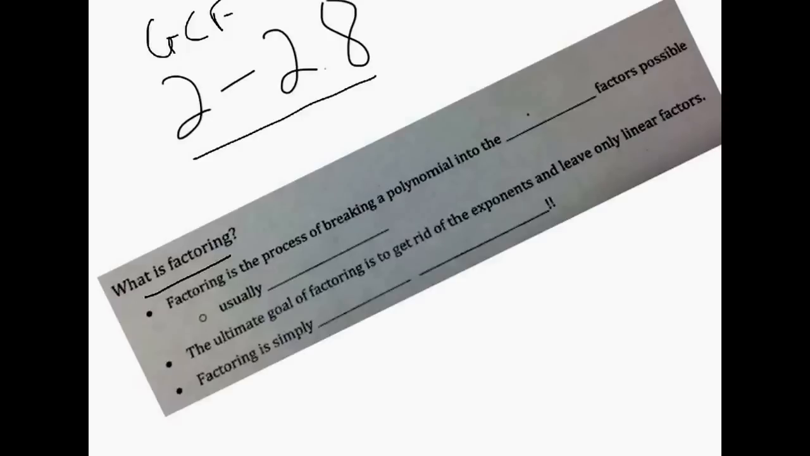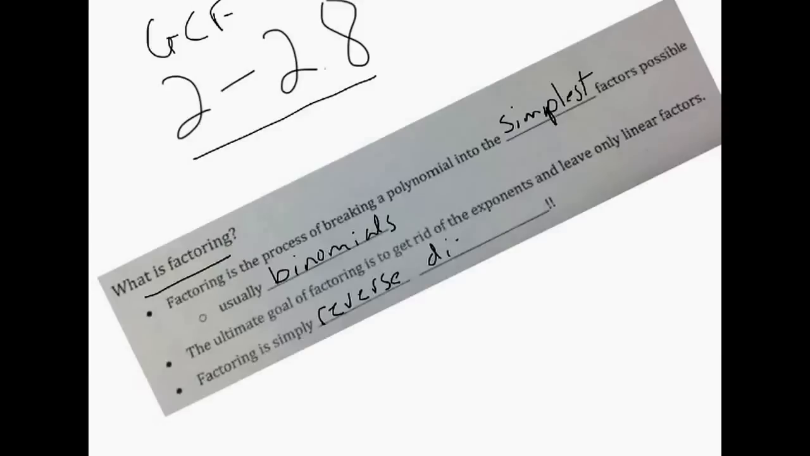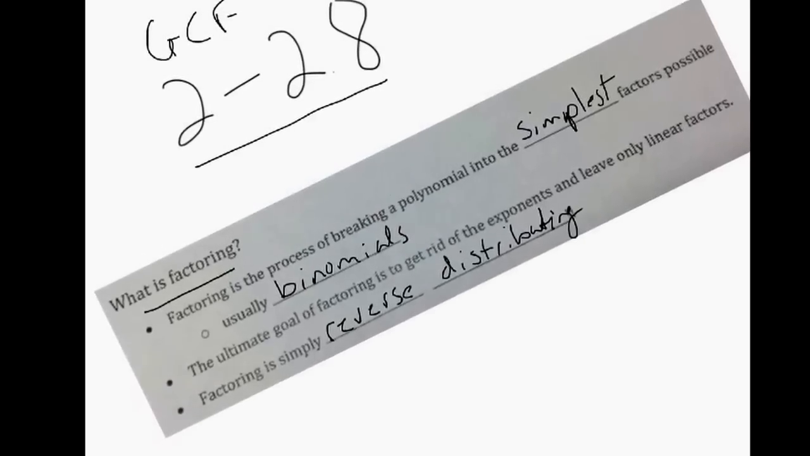Factoring is the process of breaking a polynomial into the simplest factors possible. Usually this will be binomials, unless you're doing GCF factoring, and in GCF factoring we ended up with a monomial and a binomial. The ultimate goal of factoring is to get rid of the exponents and leave only linear factors behind. Factoring is simply reverse distributing. And so it's like the opposite of the double rainbow that we learned last class period.